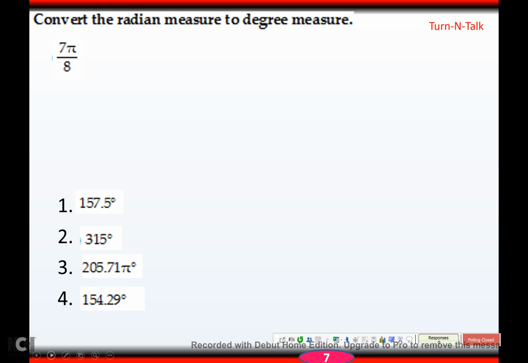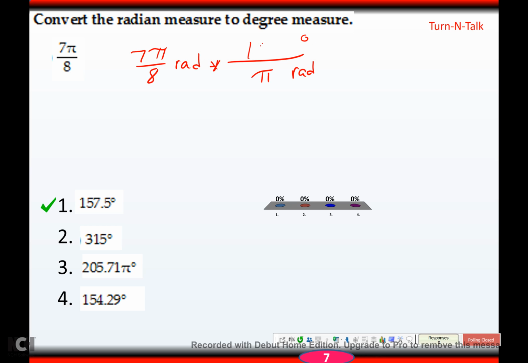Alright, you try this one, hit pause, come back when you're ready, and hopefully you got 1. Alright, so 7 pi over 8 radians. To convert, I don't want radians, that goes on bottom, I want degrees. Pi radians, 180 degrees. The pi's cancel, so I have 7 times 180 over 8 degrees. So 7 times 180 divided by 8 is exactly 157.5 degrees.